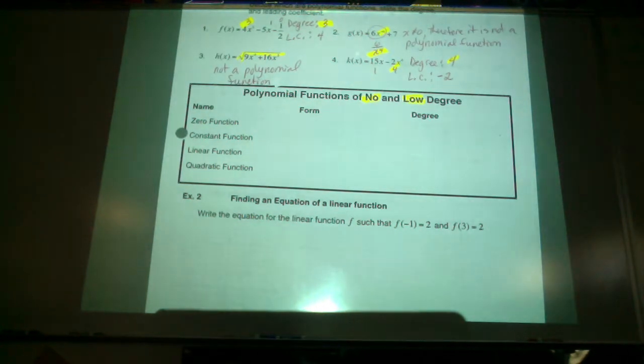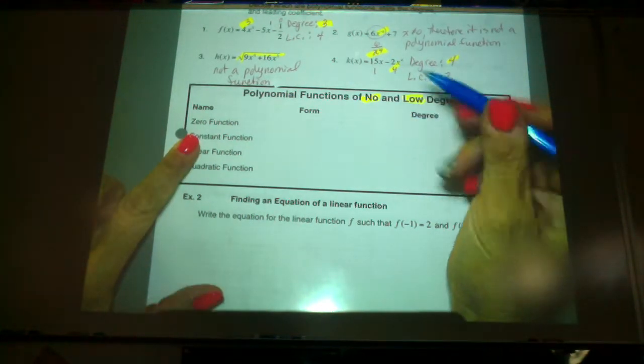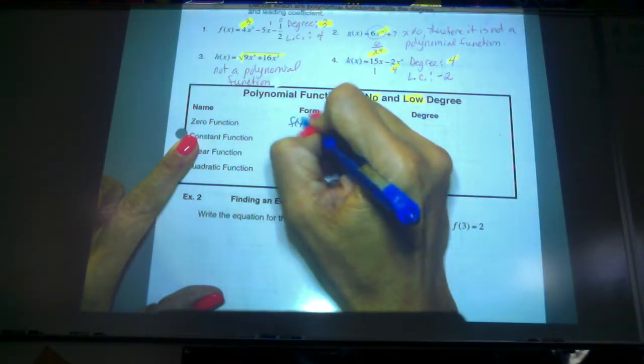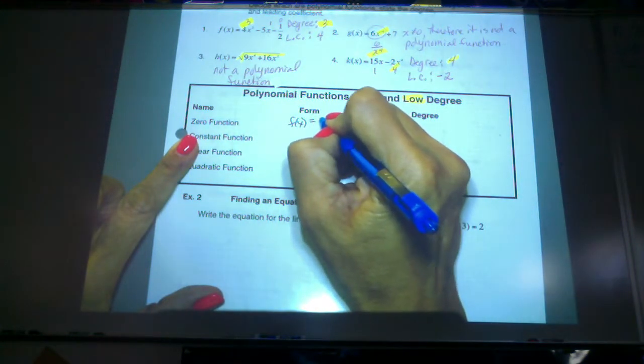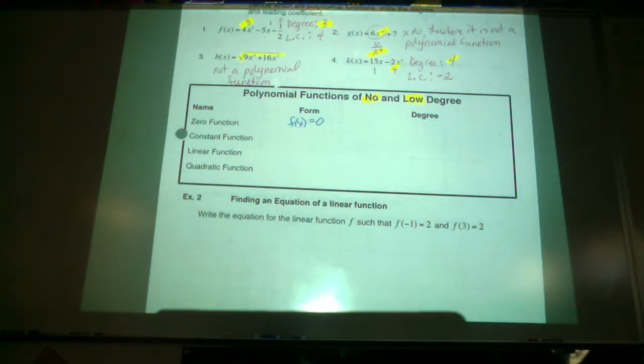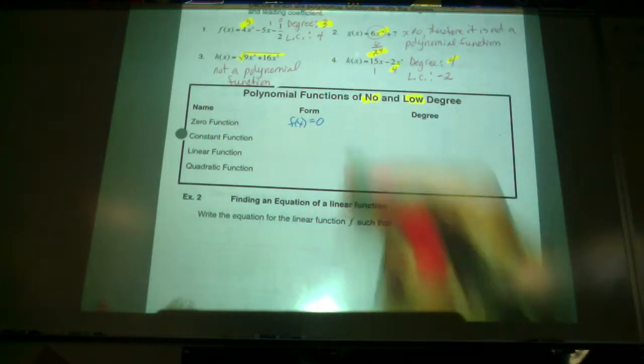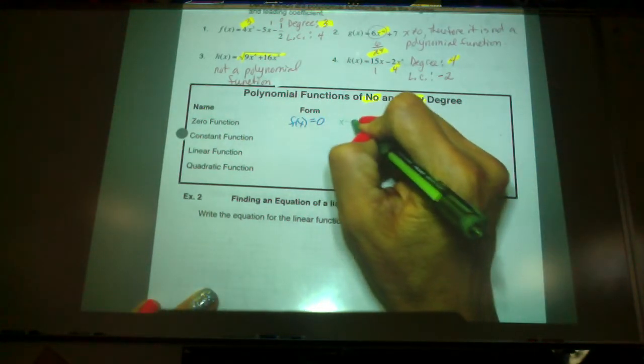So the first one that we come across is the 0 function. It's in the form of f of x is equal to 0. That's really y equals 0. What is y equals 0 in the coordinate grid? It's not the y-axis, it's the x-axis. So really what we're talking about here is the x-axis.